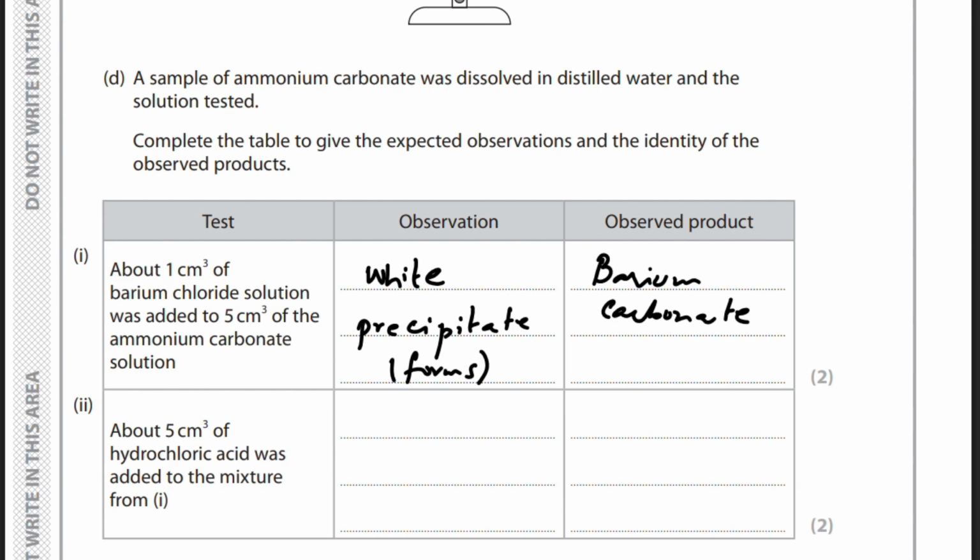About 5 centimeter cube of hydrochloric acid was added to the mixture from 1. If you add hydrochloric acid to barium carbonate, because of the presence of carbonate, hydrochloric acid forms carbon dioxide gas. So you will see bubbles of gas, fizzing, or effervescence. And you will also see that the precipitate will dissolve because barium chloride will form, and the fizzing is due to the production of carbon dioxide.